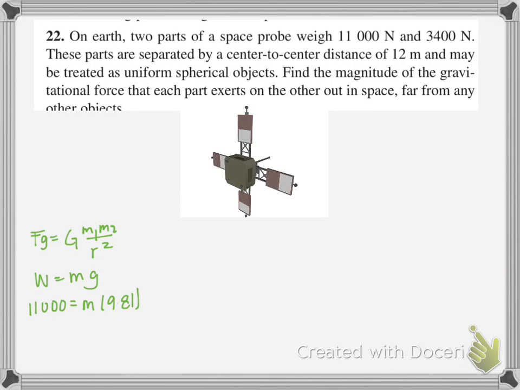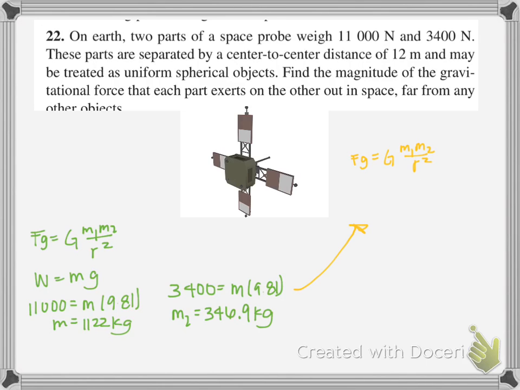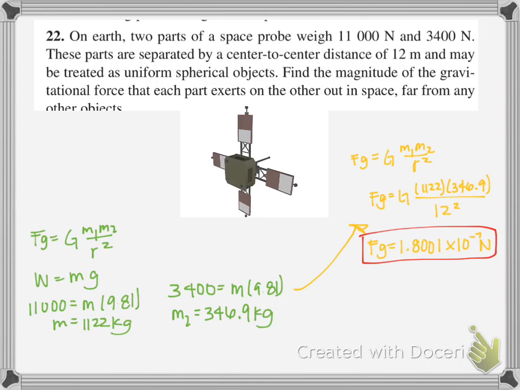So using this and using the formula, we can find both of the masses, and you see that mass 1 is equal to 1122, and mass 2 is equal to 346.9 kilograms. Now we can plug it into the formula, which states that the force of gravity is equal to gravitational constant times mass 1 times mass 2 divided by radius squared. Now this is just easy plugging in, and you see that your gravitational force will be equal to 1.8001 times 10 to the negative 7th newtons.